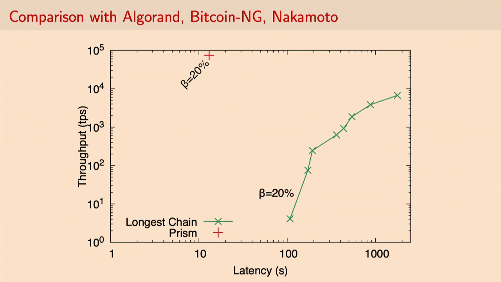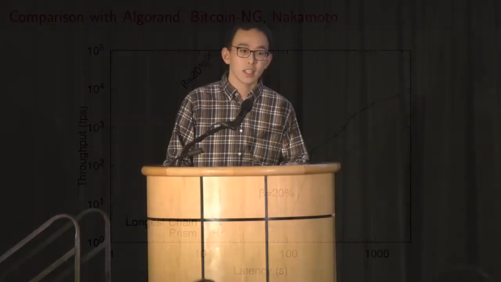And we can see that even with optimization, we optimized the parameters in the longest chain protocol so that it's actually much faster than what Bitcoin is today. However, we still cannot be faster than 100 seconds of confirmation latency, and the throughput cannot exceed 10,000 transactions per second.